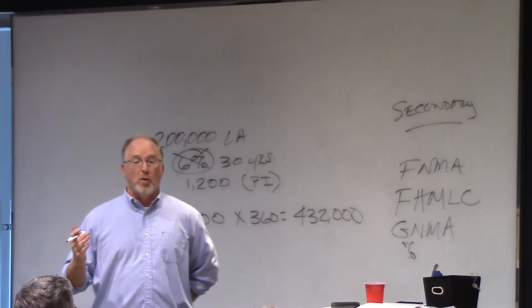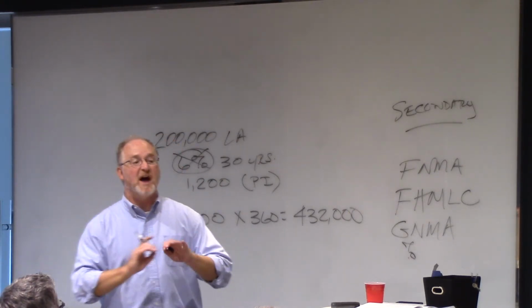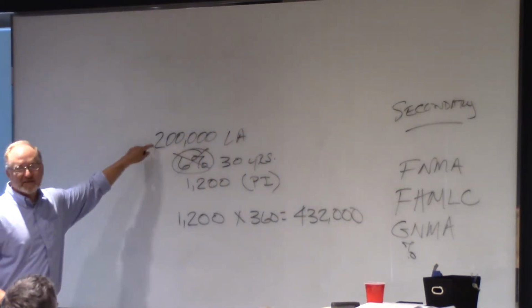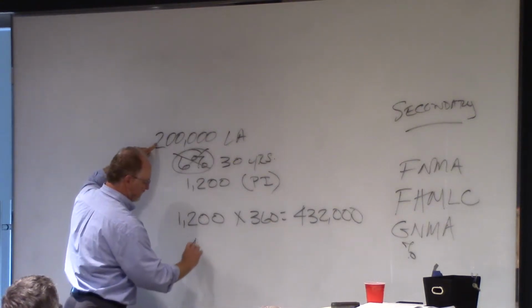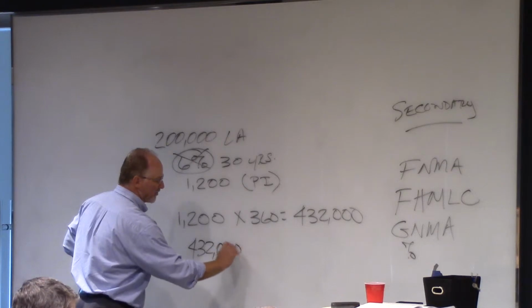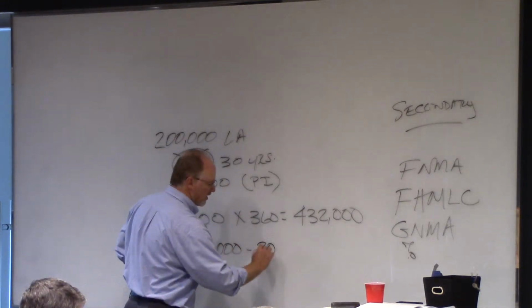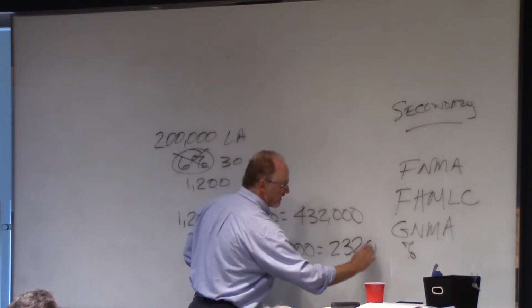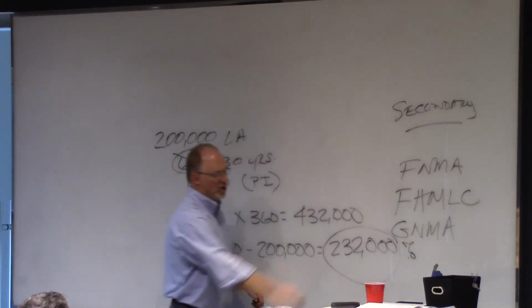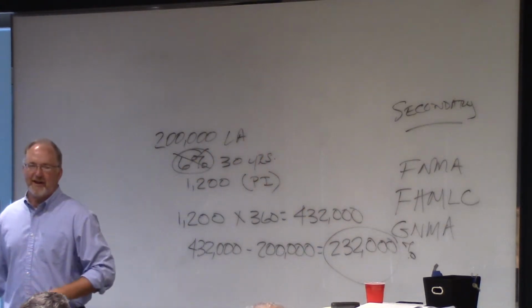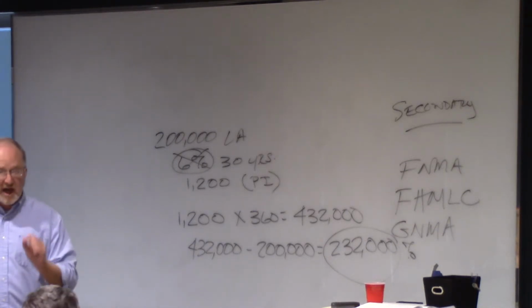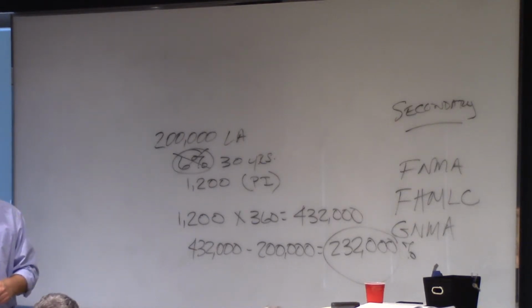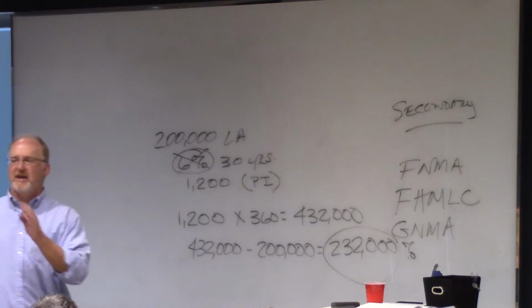Well, here's the rule. When you're making principal and interest payments, anything that does not go to principal goes where? To interest. So how much principal did you pay over the life of this loan? $200,000. $432,000 is what you paid in total. $200,000 of that went to principal. The rest of it went to interest. So the answer is $232,000. You paid more in interest than you paid in principal.